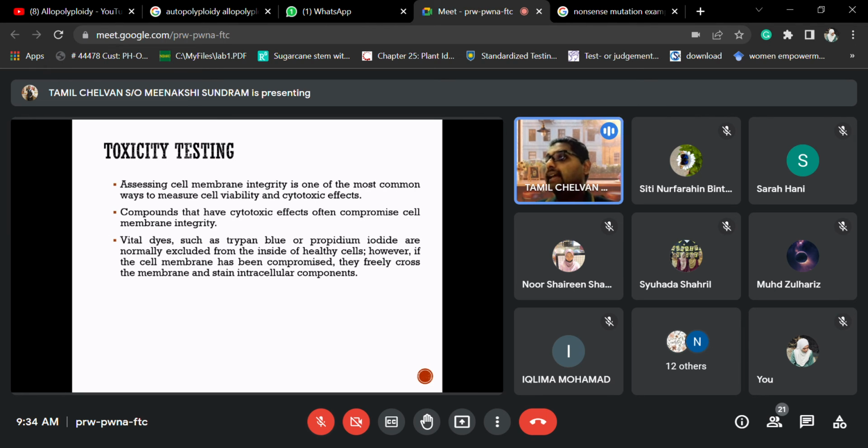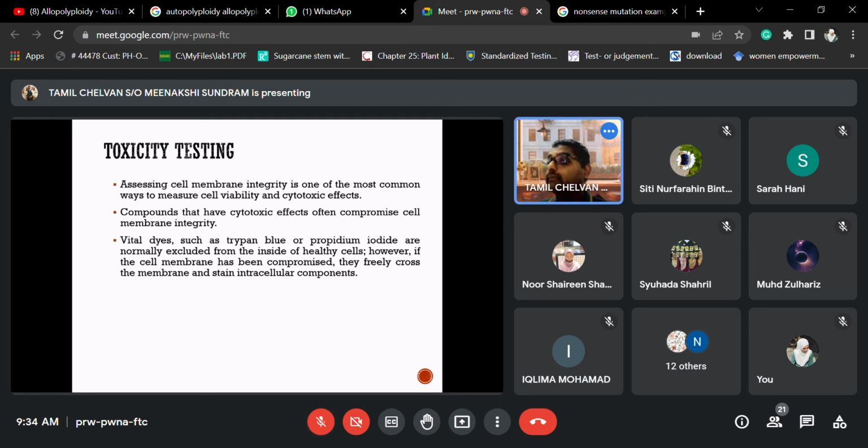Okay, assessing cell membrane integrity is one of the most common ways to measure cell viability and cytotoxic effect. You check the cell punya membrane integrity, so as to check the cell viability, kehidupan cell lah. Compounds that have a cytotoxic effect often compromise cell membrane integrity. So the compounds, ataupun medicines ataupun any compounds that you give to the cell that have a cytotoxic effect, will change the membrane punya integrity.